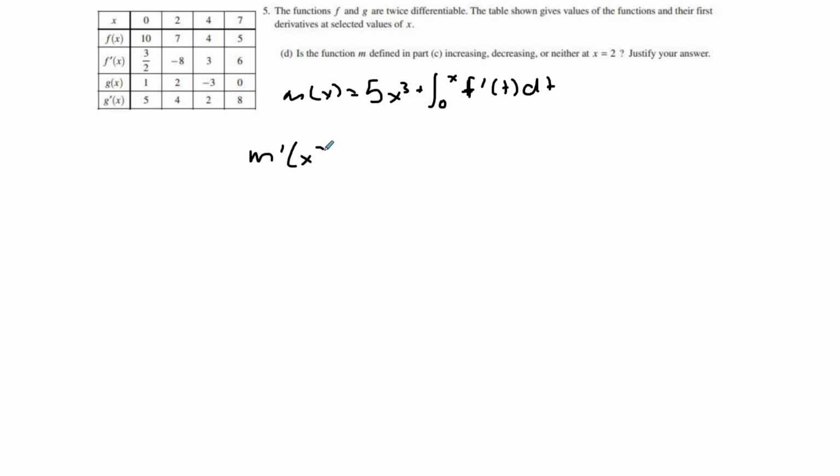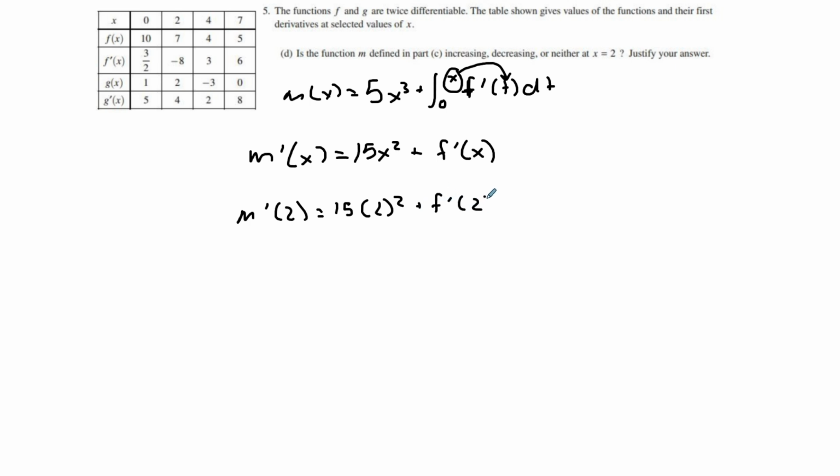So m prime of x would equal, so we differentiate the first one, so that's just 15x squared, right? And then plus, well, what's the derivative of this? Again, this is now the third time on the FRQ we've had to use this fundamental theorem of calculus, where you take this x and you drop it into this little box, right? So plus f prime of x, right? So m prime of 2 equals 15 times 2 squared plus f prime of 2. And so it would be 15 times 4 plus f prime of 2. Well, f prime of 2 is negative 8, right? So plus negative 8. And so you would get 60 minus 8, which is equal to 52.